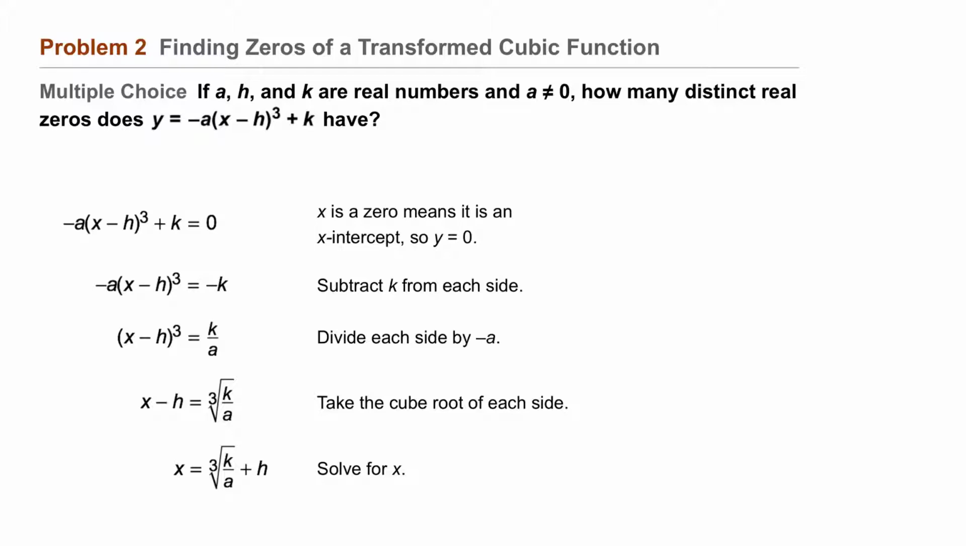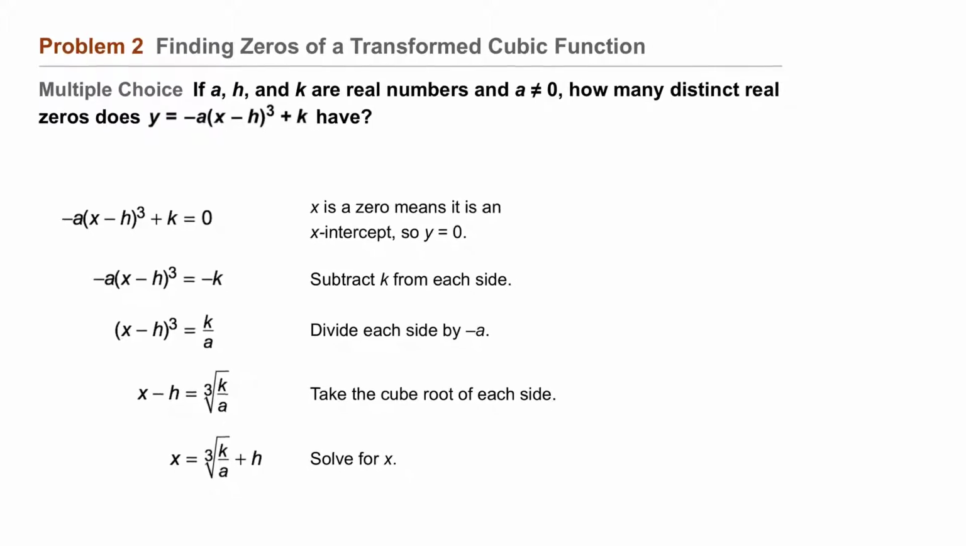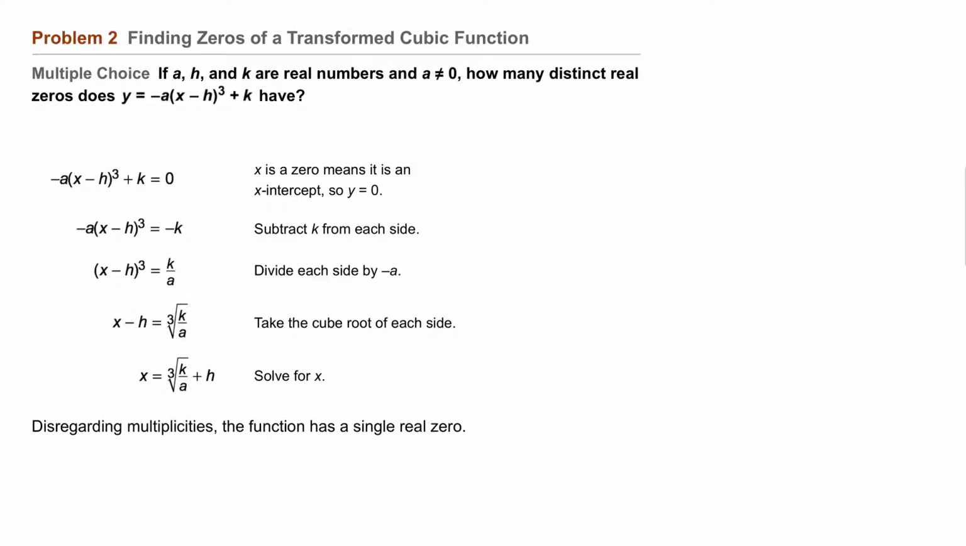Keeping in mind that a, h, and k are all real numbers, this tells us that x equals one distinct real number. So disregarding multiplicities, the function has a single real zero, and the correct answer is B.